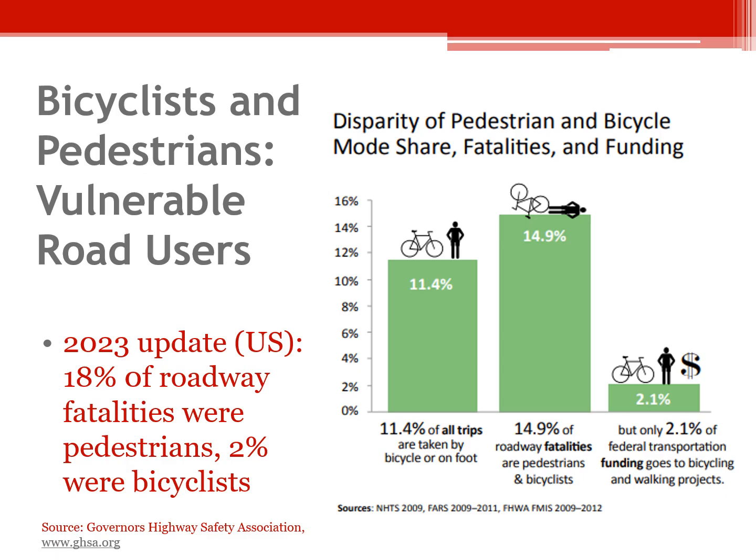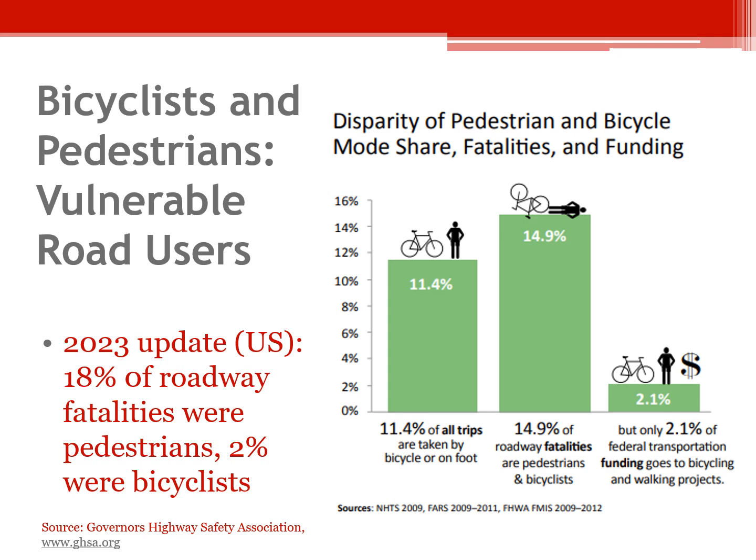The graphic you see here on the right comes from the Federal Highway Administration. It's a little bit dated now. It's from 2012, but it shows that, based on survey data, a little over 11% of all trips in a given year are taken by bicycle or on foot. And a disproportionate number of roadway fatalities are pedestrians and bicyclists.